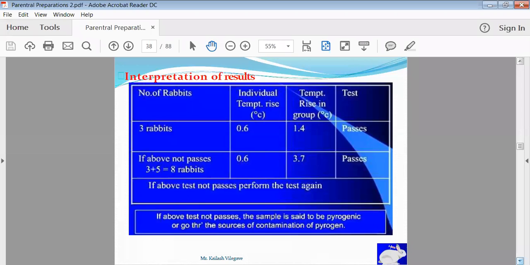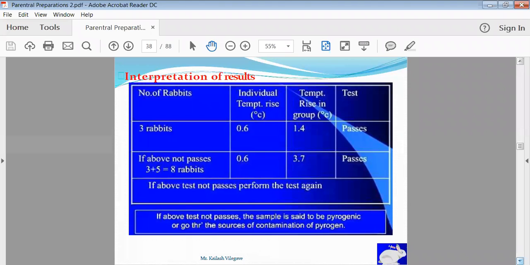As well as, if there is a rise in temperature, then for all the rabbits, suppose 3 male and 3 female rabbits we have selected, then how much the total temperature of those rabbits has increased. So we have to calculate the average of all the 6. Then we have to find out how much the temperature has increased on average.